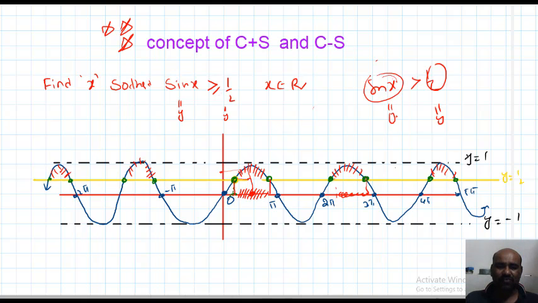Y equal to half gives half only, but sin x gives this value, which is greater than this. That means this is the required graph, and these are the required x values. These x values will satisfy this inequality. Here also, these x values will satisfy this inequality. Like that, you get infinitely many intervals. So I want to write the first one interval. After that, I will find the total solution. Students, listen.